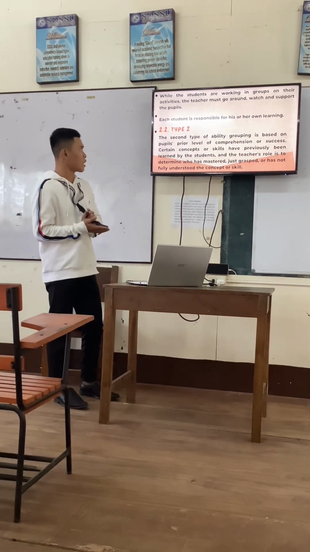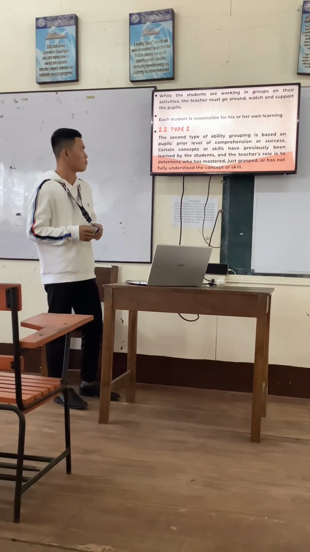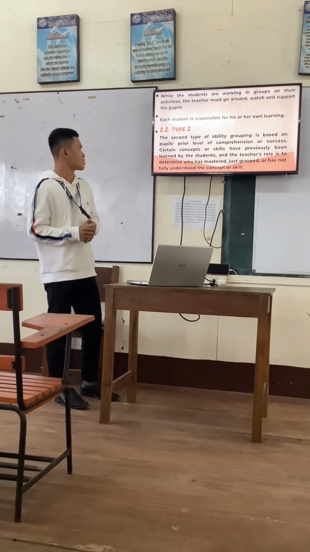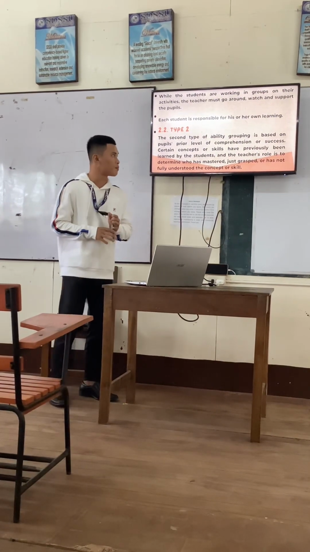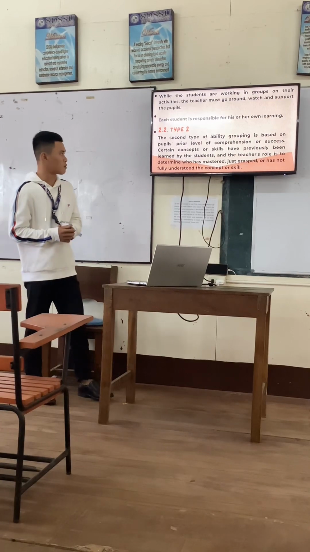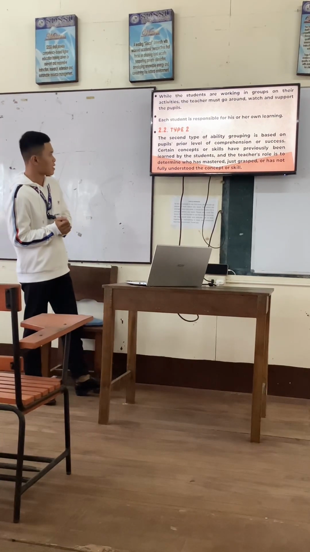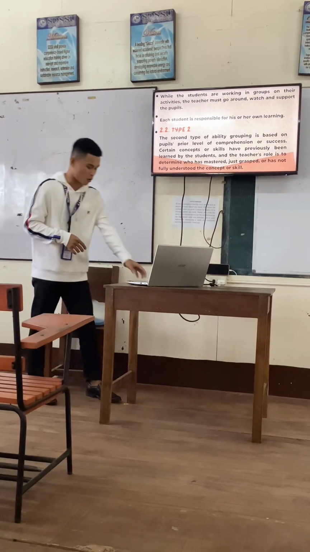Then 2.2, type 2, the second type of ability grouping is based on pupils' prior level of comprehension or success. Certain concept or skill have previously been learned by the students, and the teacher's role is to determine who has mastered, just grasps, or has not fully understood the concept or skill.